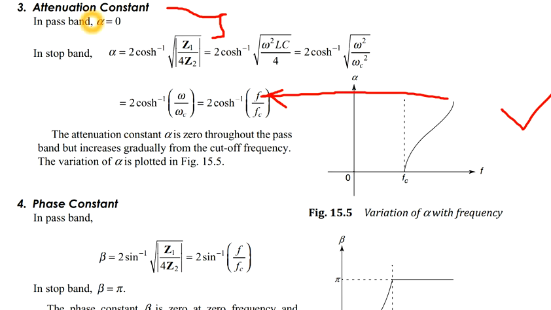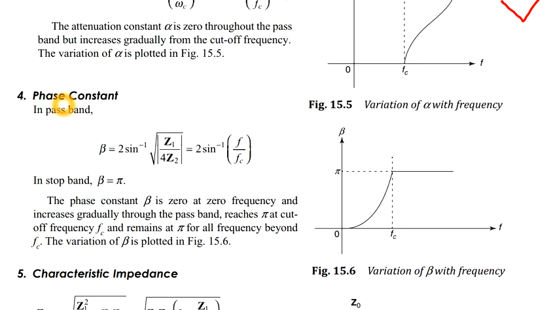This phase constant and attenuation constant are part of the propagation constant. So we have got alpha values in pass band and stop band. Now let us see what the values of beta are in pass band as well as stop band. These beta values are also derived through characteristics of filters, and that is equal to 2 sine inverse of square root of z1 by 4 z2, and if you substitute values of f and fc you will get this. Similarly in stop band beta is equal to pi.